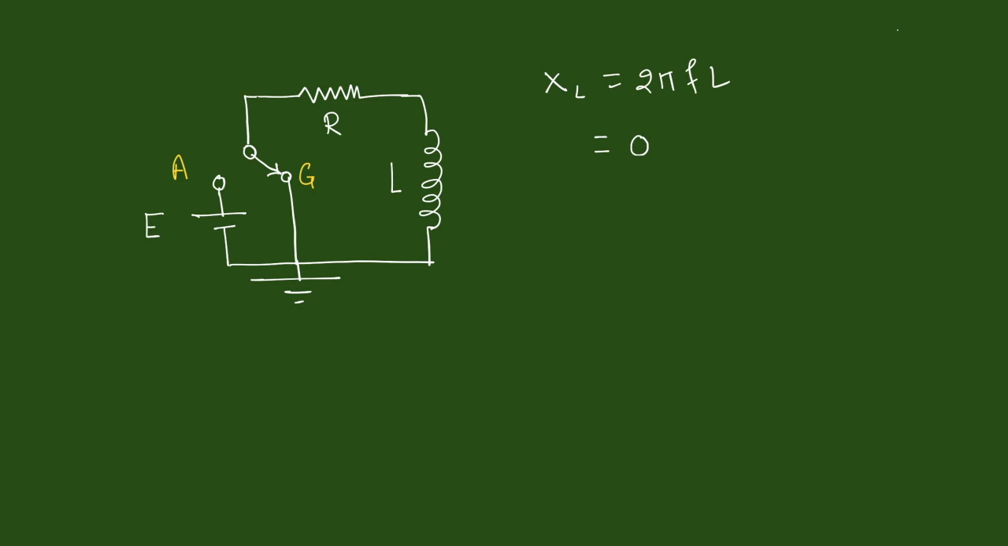But we know that inductor does not allow the change in current instantaneously. It will try to oppose that change by developing back EMF across it. The back EMF developed across the inductor is given as VL is equal to L into di by dt. It is usually written with a negative sign to show that it is developed in a direction which will oppose the change in current. If the switch is kept connected to point G for a very long time, current in the circuit will become 0.